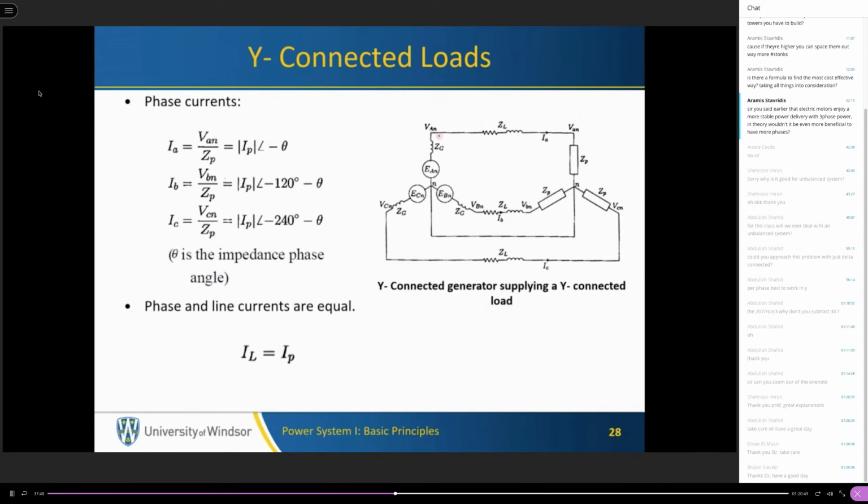For star connected loads, the phase current, which is the current through the load impedance. So if this is the load impedance, this will be the phase current, I phase. And as you can see, the phase current is equal to the current through the line, the line connecting the generator to the load. These two currents are equal. So if the load is star connected, then the line current will be equal to the phase current.